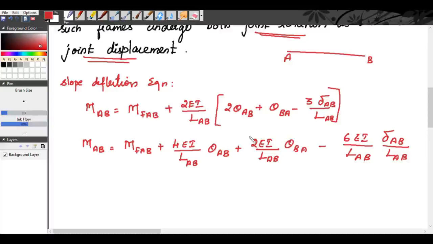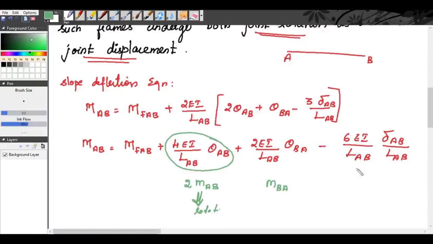Now, we have studied in the previous classes that this term is replaced by 2 times MAB. That is 2EI by LAB into theta AB is written as 2MAB. And this is called rotational contribution. Now, this is written as MBA. This is also called rotational contribution. This is rotational contribution of joint A. This is rotational contribution of joint B.